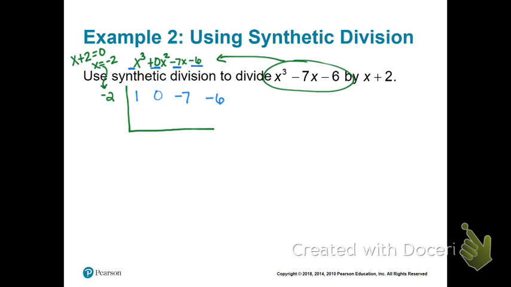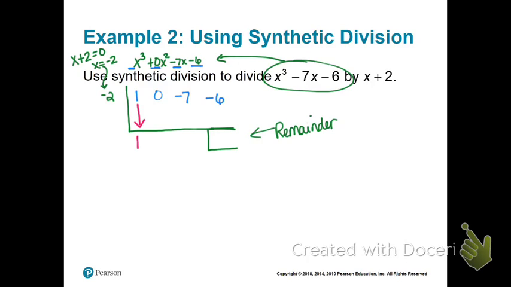And then under that negative 6, we're going to go down here to the leg of the rectangle and draw another little partial rectangle. This box right here is my remainder box. Whatever I get in there will be part of my remainder. So the first thing we're going to do every time is bring down whatever the first coefficient was.